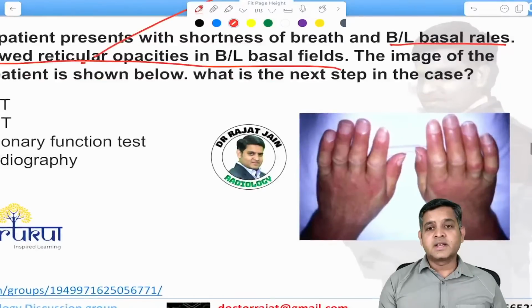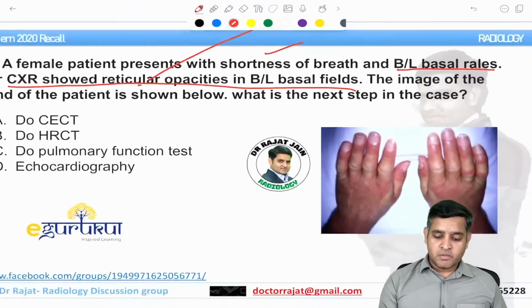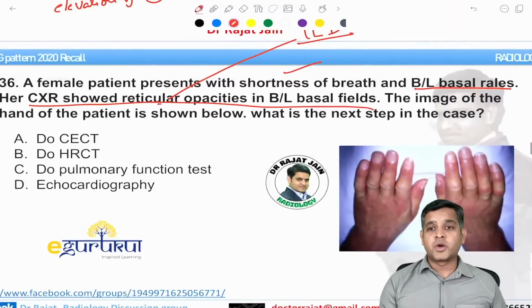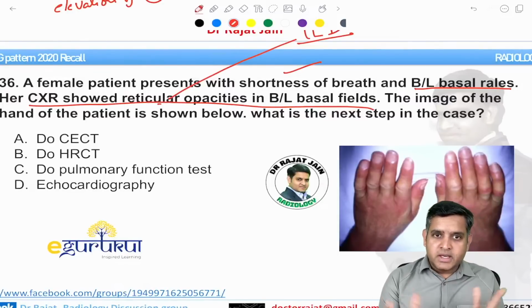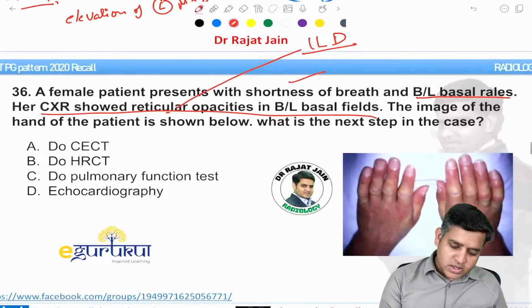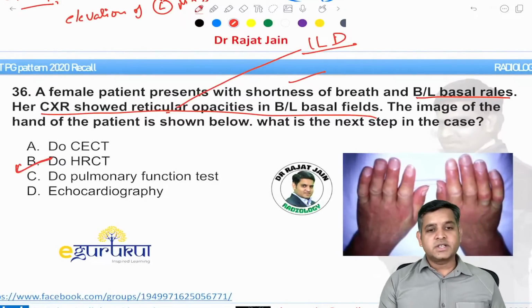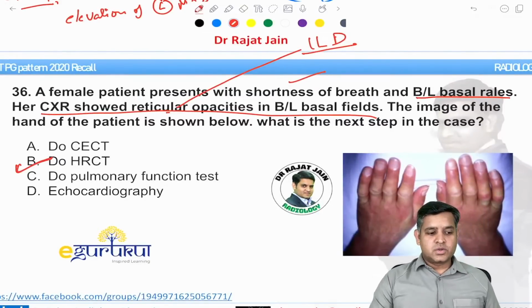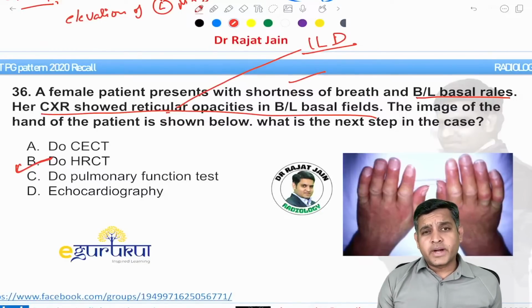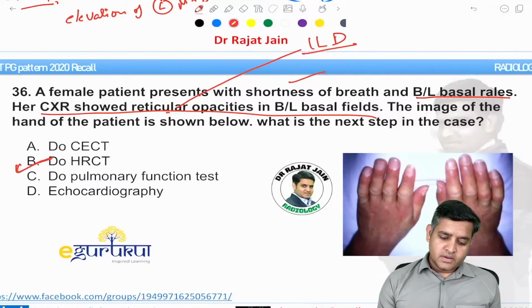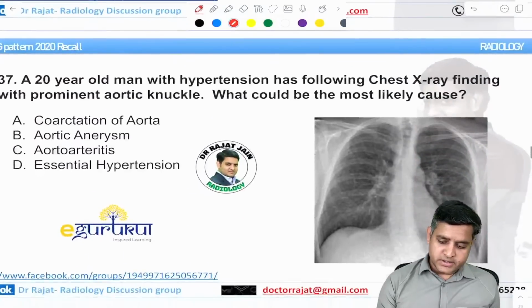Image of the hand is shown. Okay? Now, the image you know from your dermatology, but it's an ILD with possibly a systemic sclerosis. I would like to go for an HRCT, high resolution CT scan, to quantify the degree of interstitial lung disease.